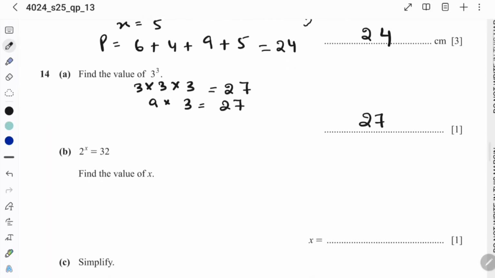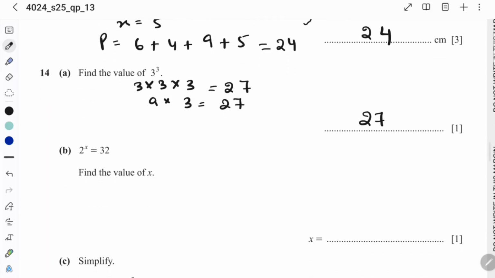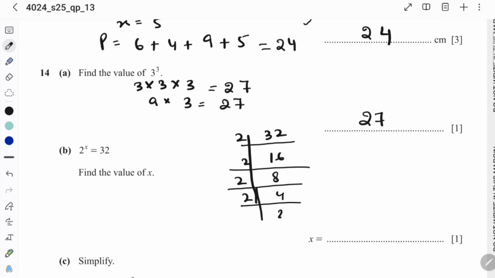2 to the power x equals 32. We all know that 32 is 2 to the power 5. If you don't know, however, this question is of 1 mark, but I'm just explaining how you get it. 2 times 16, 2 times 8, 2 times 4, 2 times 2, and 2 times 1. So you count 1, 2, 3, 4, 5. It means 2 to the power 5 is 32. So x equals 5 here.